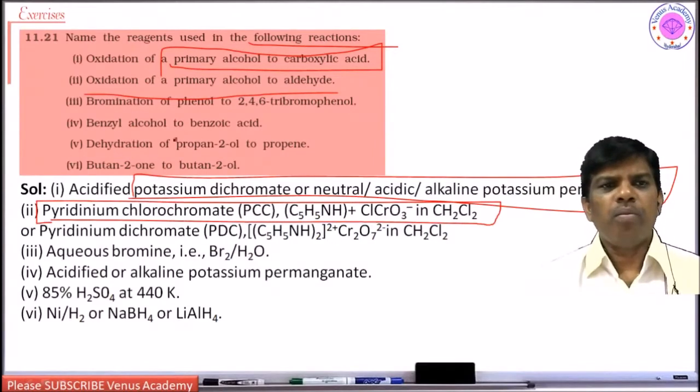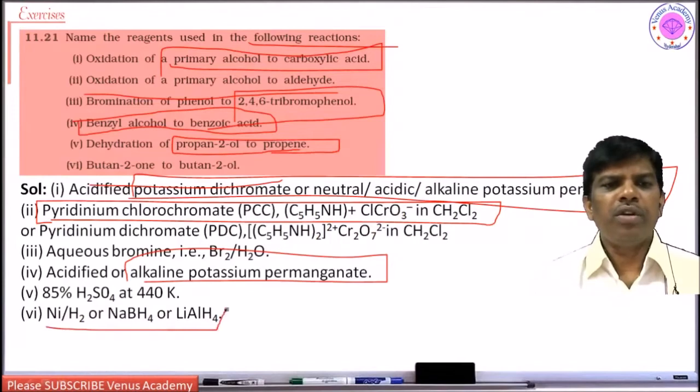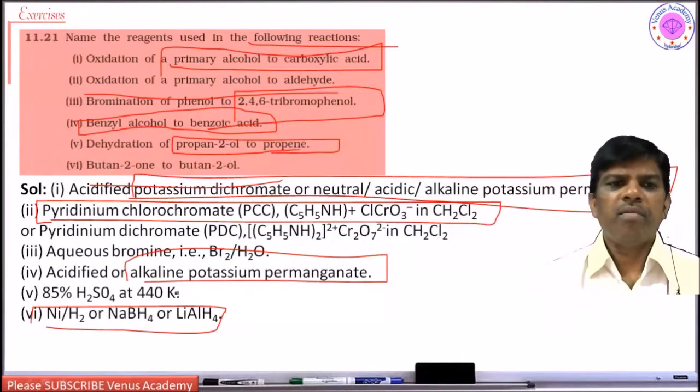Next, bromination of phenol to 2,4,6-tribromophenol. What is the reagent? Bromine in water. Then benzyl alcohol to benzoic acid. For benzyl alcohol to benzoic acid, a strong oxidizing agent is required. Alkaline potassium permanganate you can use to give benzoic acid. Dehydration of propan-2-ol to propene: 85% sulfuric acid or H3PO4 is enough. And butan-2-one to butan-2-ol: catalytic hydrogenation, or for ketone to alcohol you can use sodium borohydride or lithium aluminum hydride.